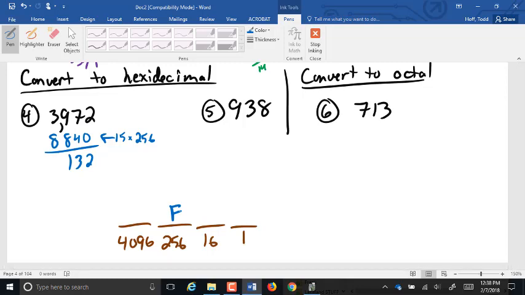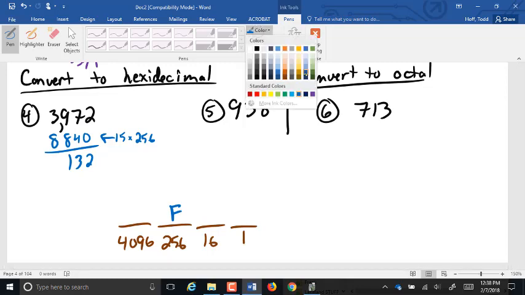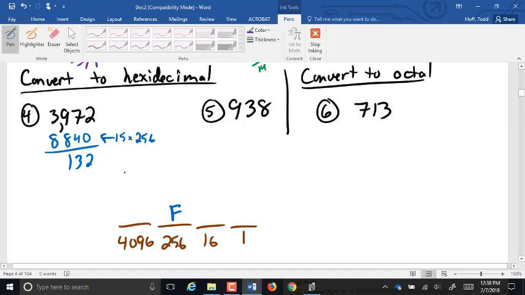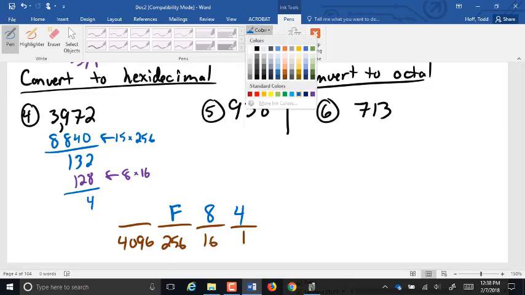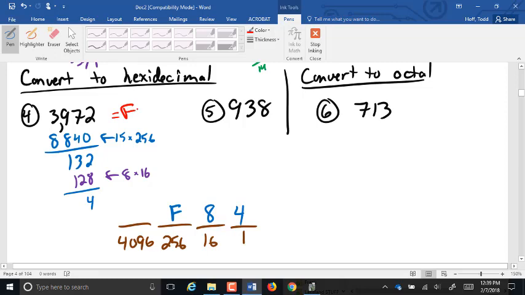Now, next 16. How many times does 16 come out of 132? 8 times 16 is, what was it? 128. Very good. So I put an 8 in there for 16. We subtract, and we have 4 left. That goes in our 1s place. So 3,972 is F84 in hexadecimal.